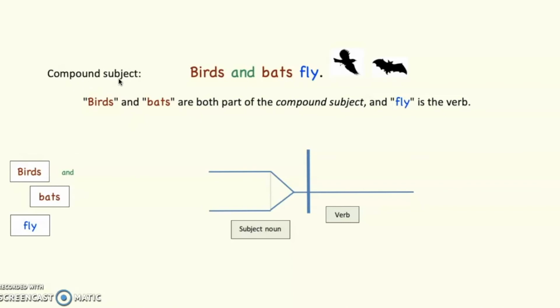This sentence has a compound subject. Birds and bats fly. So we have birds and bats, they're both part of the compound subject, and then we have fly as the verb. We would organize it on a diagram like this.